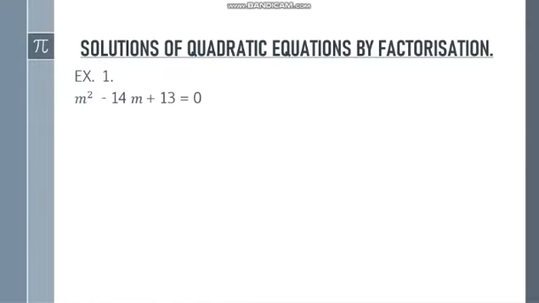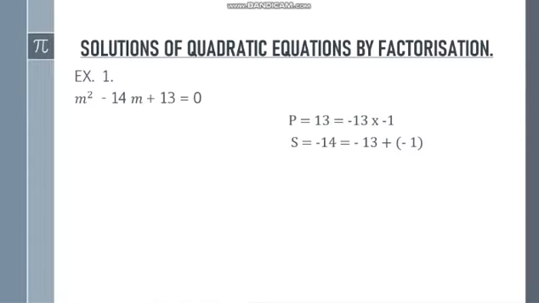Now see, the question is given in the standard form, that is ax square plus bx plus c is equal to 0. So whenever the equation is not in the standard form, first we have to convert it into the standard form. Now we have to take the product of the first term and the third term. The first term coefficient is 1 and the third term is 13. So plus 1 into plus 13, we will get plus 13. And the middle term is given as minus 14.